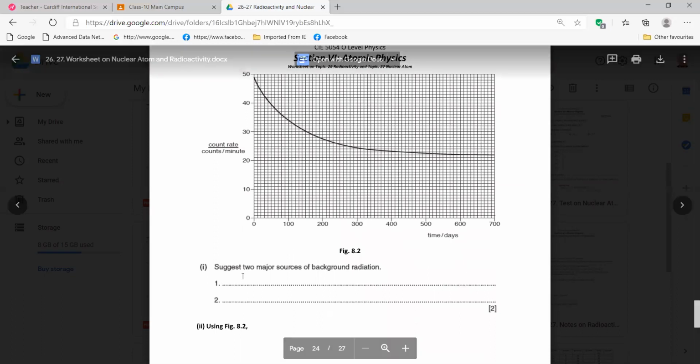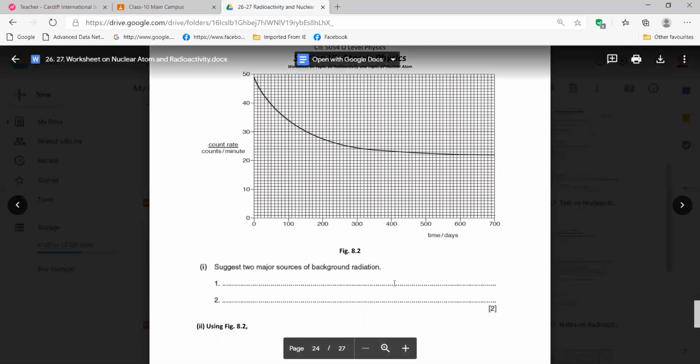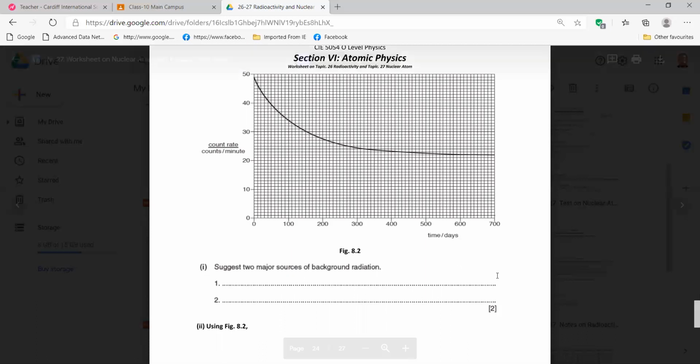So C1, this part is very easy for you. Suggest two major sources of background radiation. So what are the two sources of background radiation? Radon gas, then fossil fuels, cosmic rays, nuclear waste. Yes, yes. So you know this one.